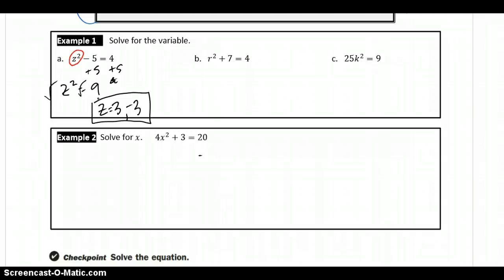Alright, looking at B, it is similar. R squared plus 7 equals 4. I want to get R squared by itself first, and then I'll square root. So, to get it by itself, I need to subtract 7 from both sides. I get R squared equals 4 minus 7 is -3. What are my solutions going to be for R here? No solutions. We can't square root a negative number. So here, I can just write no solutions.